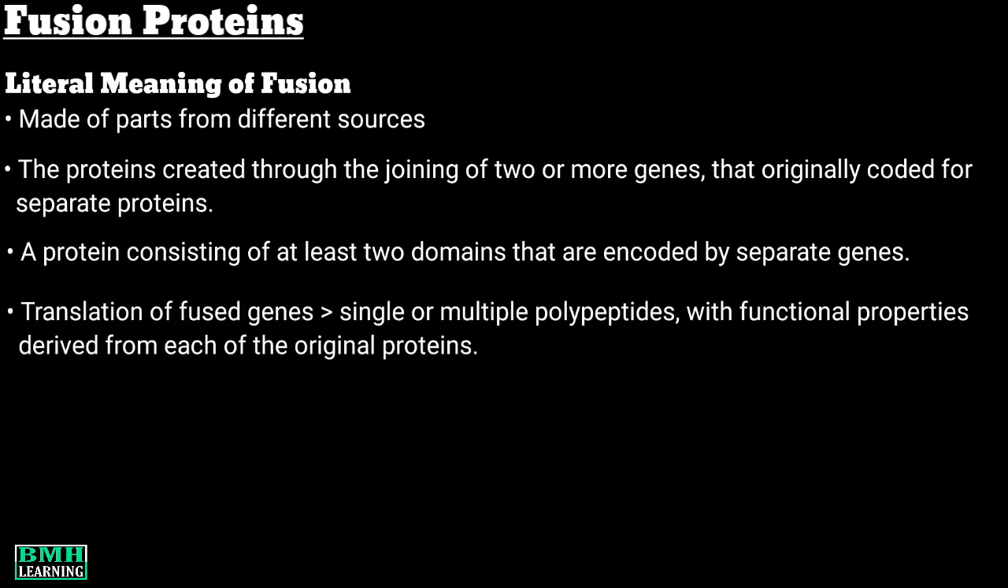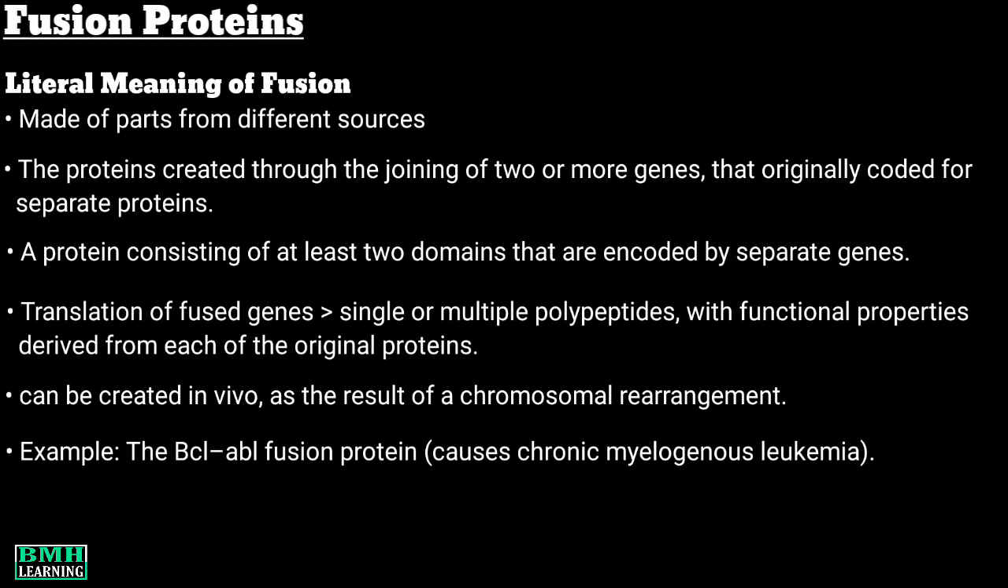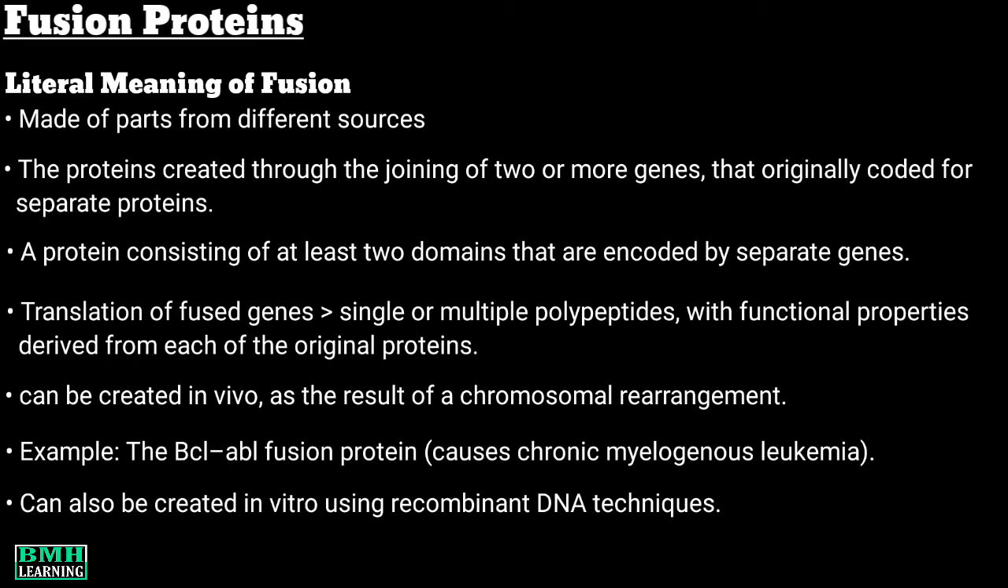Now, the translation of these fused genes results in a single or multiple polypeptides with functional properties derived from each of the original proteins. Fusion proteins can be created in vivo as the result of a chromosomal rearrangement. Example for such a fusion protein is the BCR-ABL fusion protein, which causes chronic myelogenous leukemia. Similarly, fusion proteins can also be created in vitro using recombinant DNA techniques.